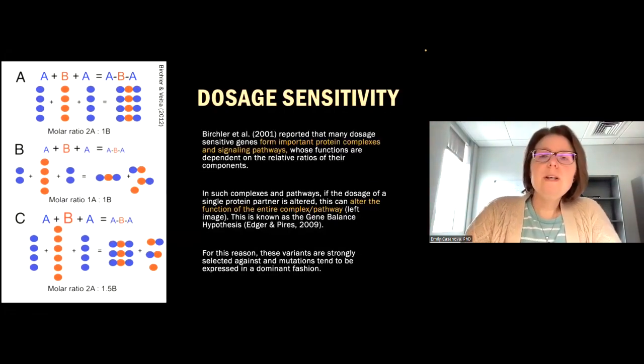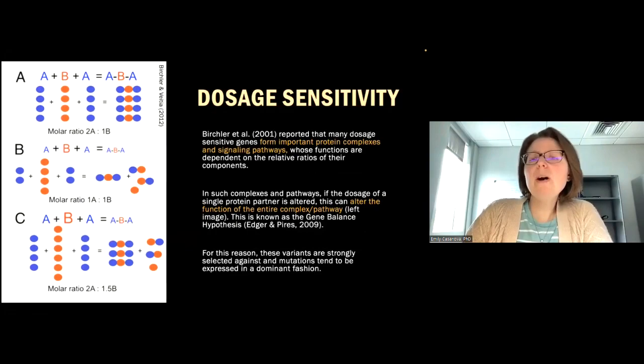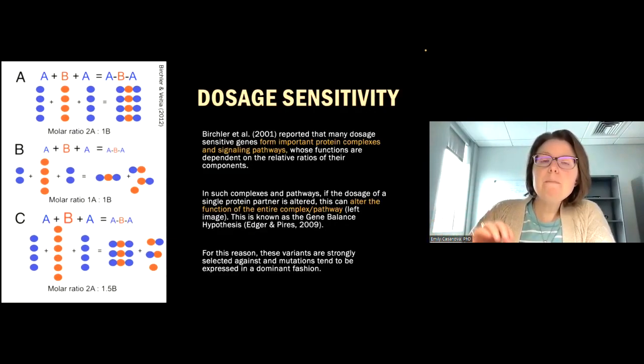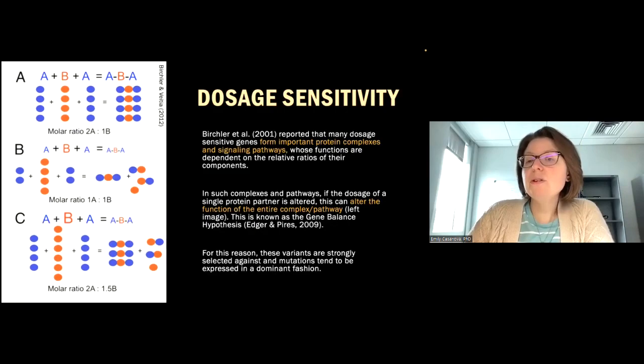Now, if we talk about why genes might be dosage sensitive in the first place, one of the things that seems to lead to dosage sensitivity is that the protein the gene ultimately produces may be involved with other proteins in what we would call a complex, okay? Or it might also be involved in a really important signaling pathway. Those two things seem to be key to dosage sensitivity.